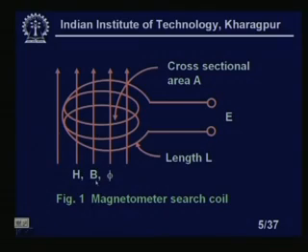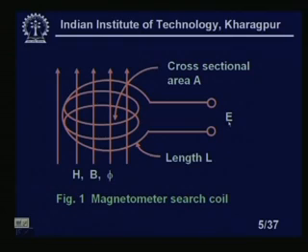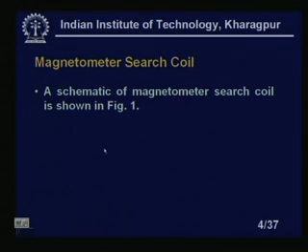Please note that to get some output voltage, either the magnetic field must vary or the coil must change its position. There should be some movement of the coil. There are two options by which I will get a non-zero output voltage. Either H or B varies, because as you know B equals mu H, or the position of the coil varies. Then only I will get a non-zero output voltage. This output voltage can be calibrated in terms of the magnetic field. That is the basic principle of the magnetometer search coil. Let us go back to the previous slide.